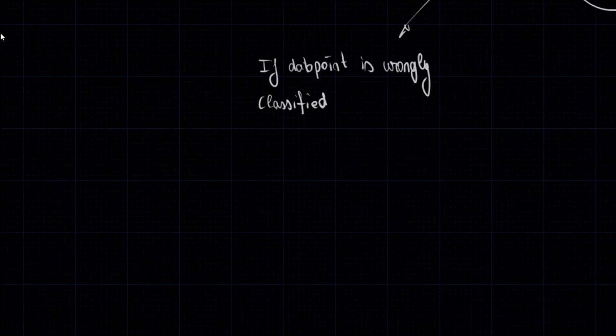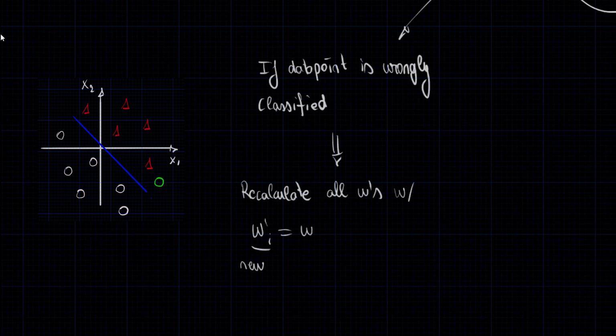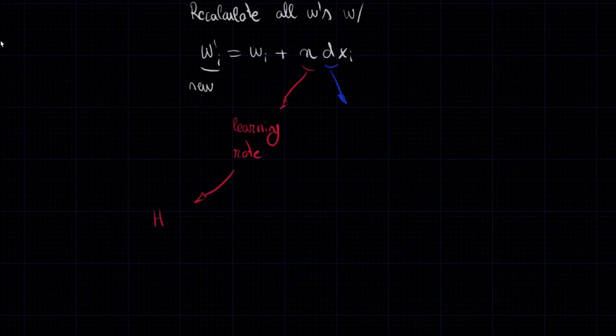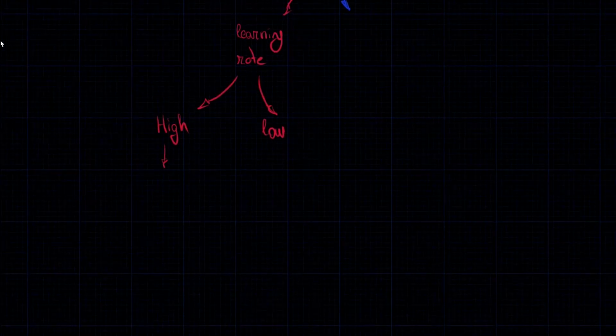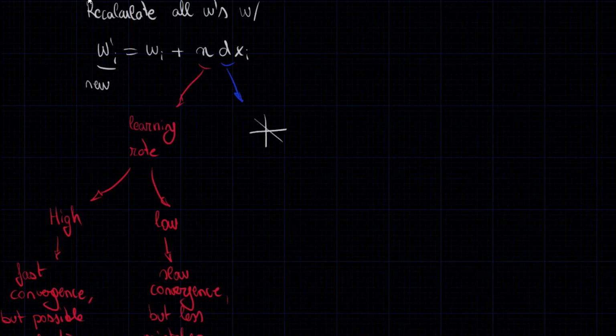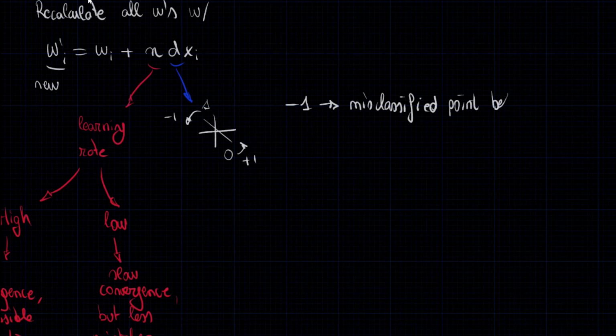If a data point is misclassified, we will recalculate all W's with the following equation. The learning rate is either high, meaning fast convergence but possible overshooting, or low, meaning slow convergence but fewer mistakes. If a misclassified data point belongs to the upper set, D should be 1. If it belongs to the lower set, it should be -1.